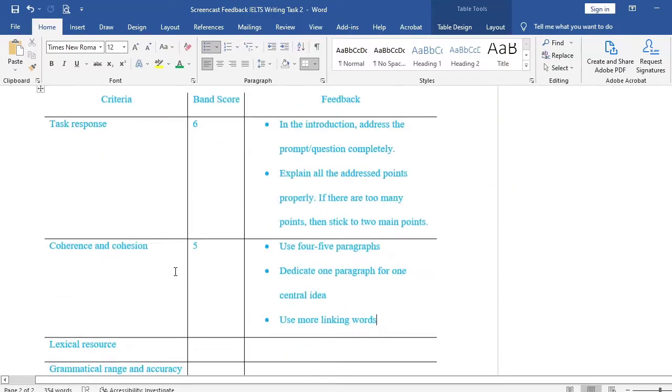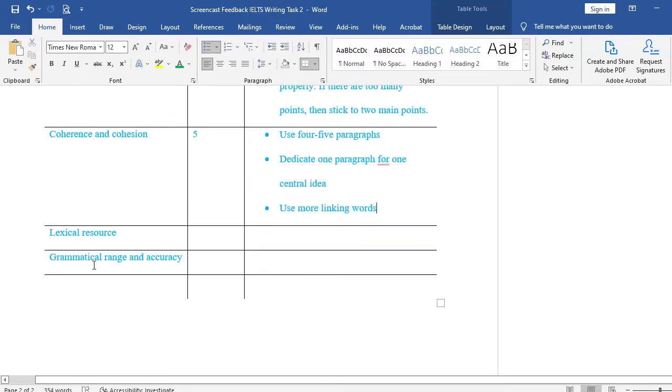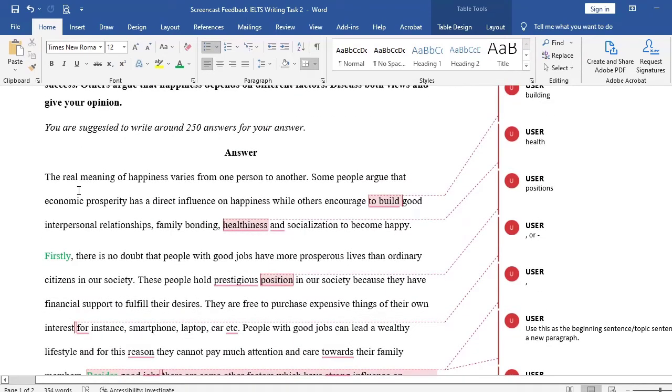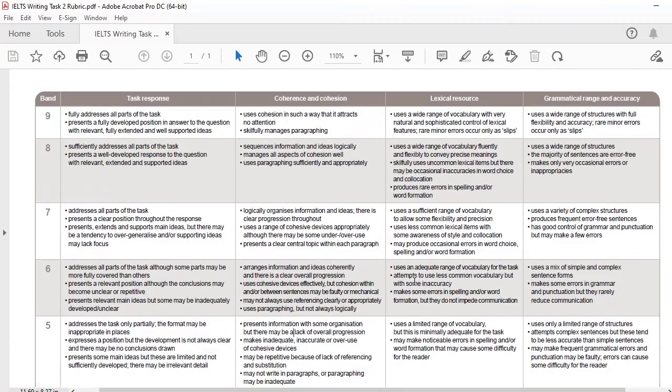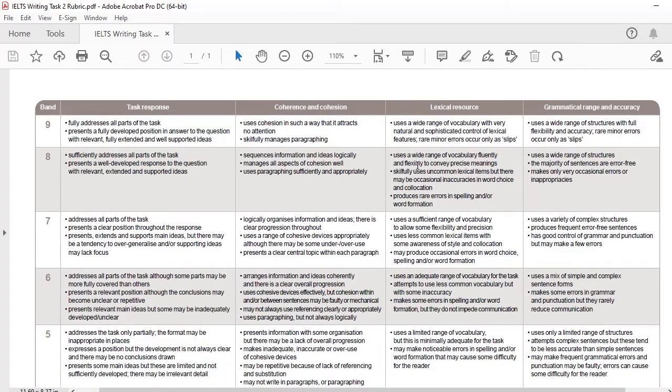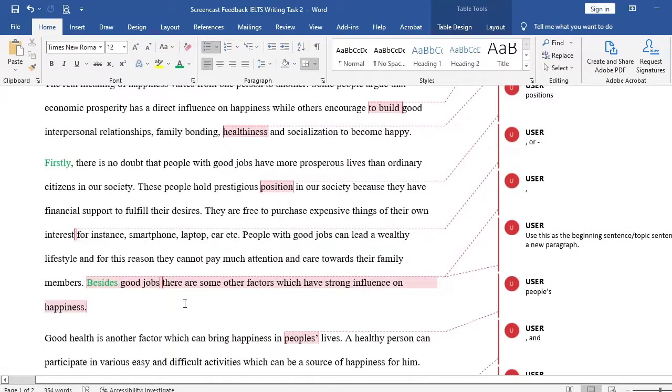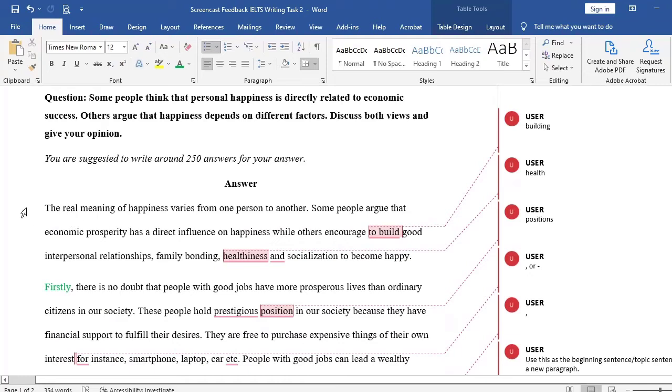Lexical resource, so that of course relates to vocabulary, that relates to writing style. Okay, so I think that the writing style wasn't top notch. For example, use a wide range of vocabulary with very natural and sophisticated control of lexical features. Rare minor errors occur only as slips. So it wasn't top notch, but it was acceptable, in my opinion.